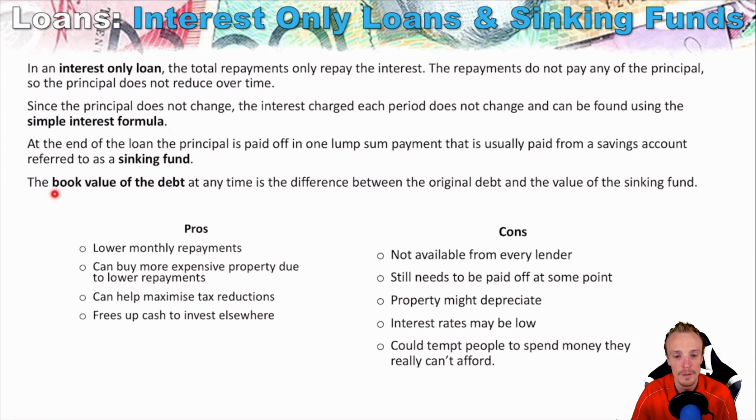Another word that crops up here is the book value of the debt. Book value of the debt is just the difference between how much is sitting in your sinking fund compared to what the original loan was. So our original loan was $100, for example. Let's say we'd saved up $60 so far in our sinking fund. Our book debt at that point in time is $40. We're still essentially $40 in debt. We don't have to pay off the loan yet. So those are some important words.